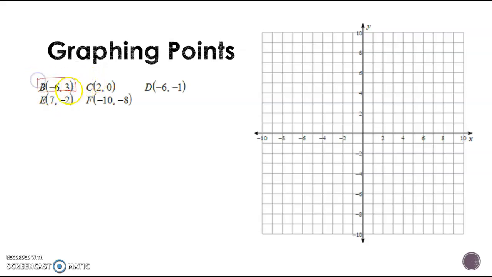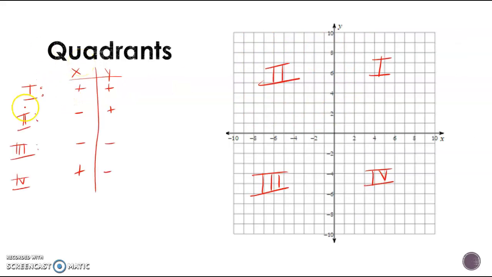All right, so when it comes to graphing points, here's point B. Because it's a negative x with a positive y of 3, we're going to be in quadrant 2. I just know that based off this: we have a negative x with a positive y, and so that's quadrant 2.